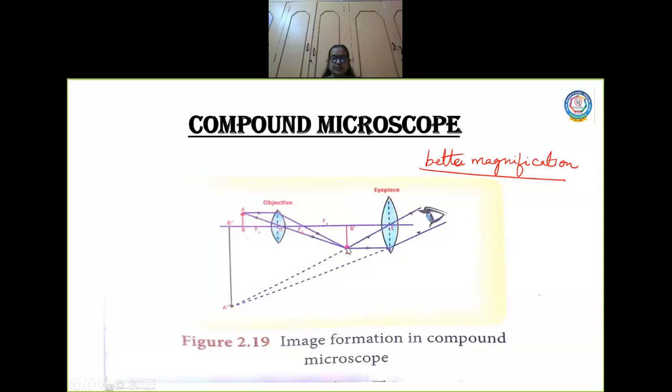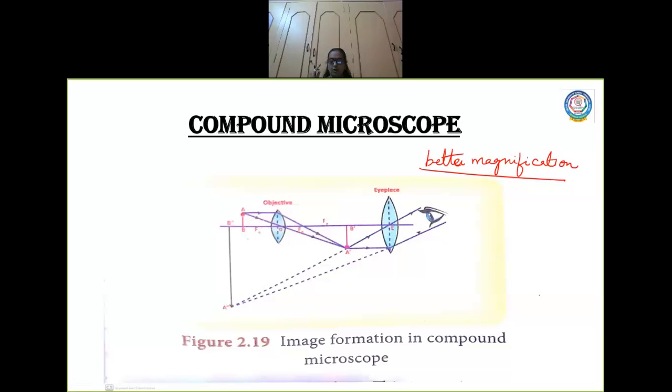Where is the position of this object? The object is between O and F. Suppose this is the principal focus, where is the object? The object is between O and F. Where will the image be formed? This is the last case we discussed. When the object is within the principal focus, the image formed will be a virtual image, right? So the image is formed here. This becomes the object for this lens, and the image will be formed here, which is a virtual image.